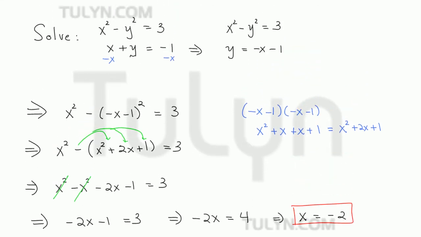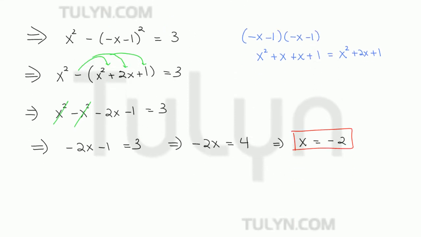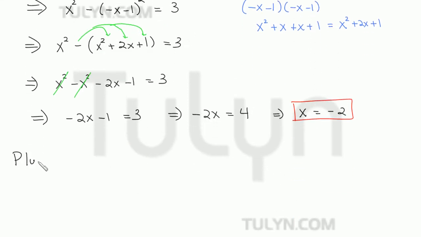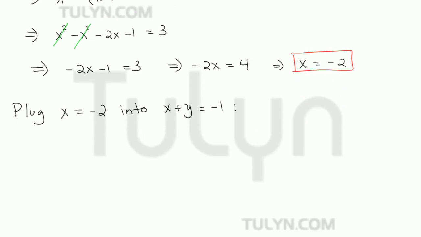But this system of equations is in 2 variables. So what we want to do is plug in x is equal to negative 2 into one of the equations so that we can solve for y. And the easier equation to plug it into is the second one, right? So now we want to plug x is equal to negative 2 into the second equation, which is x plus y is equal to negative 1. Again, you can plug it into the first equation, but this one's a lot easier to work with, right?